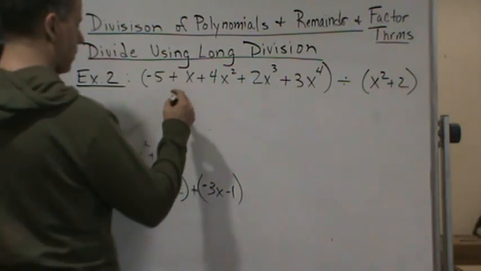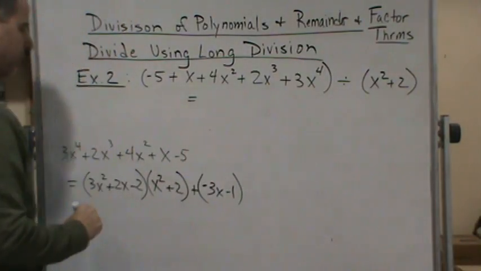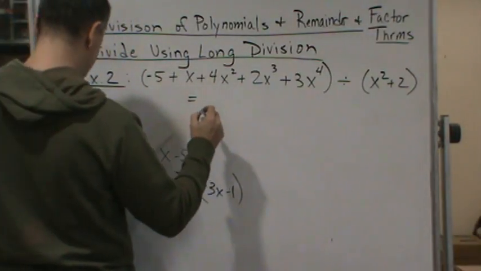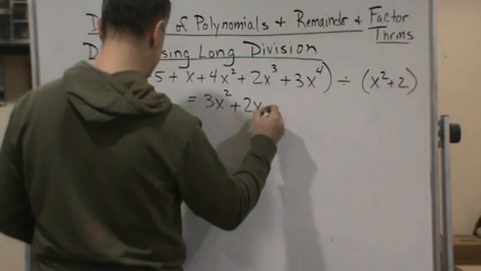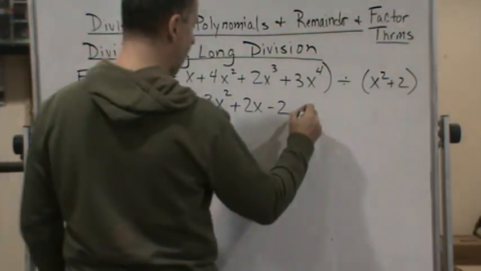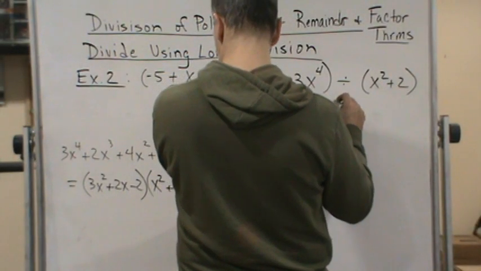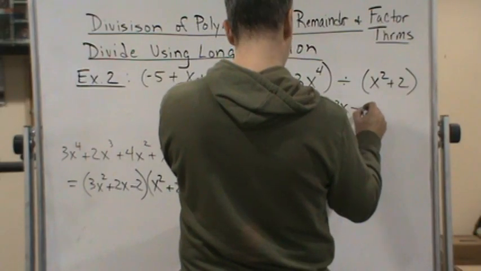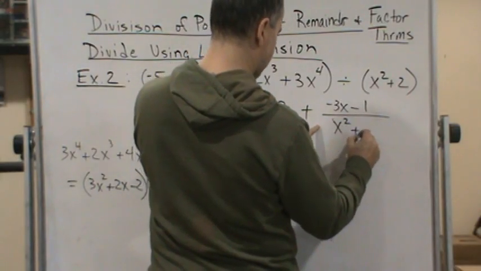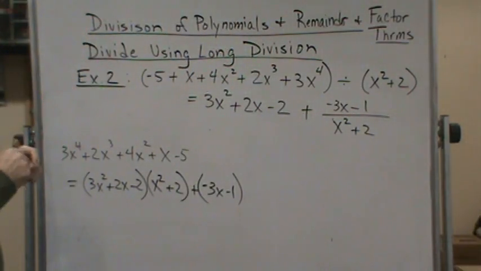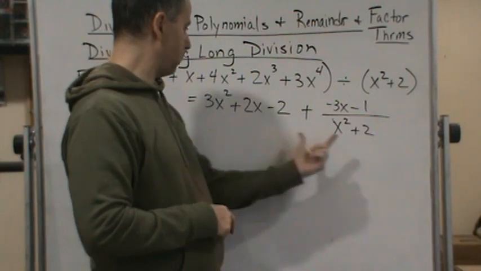Or, another way of writing it, just like I did before, is we can write this division problem as equal to what? Our quotient, which is 3x squared plus 2x minus 2, plus the remainder, which is negative 3x minus 1, divided by our divisor, which is x squared plus 2. So we can also write our answer to the division problem as this plus this.